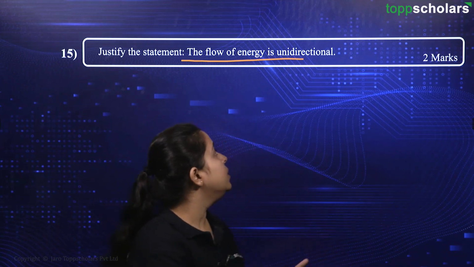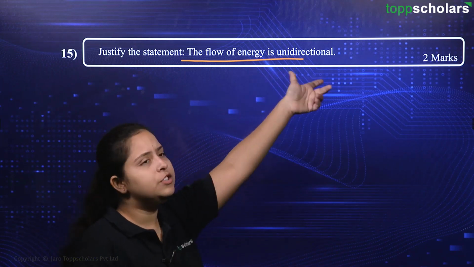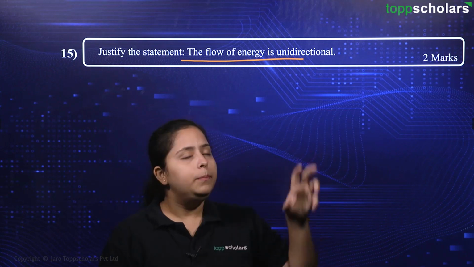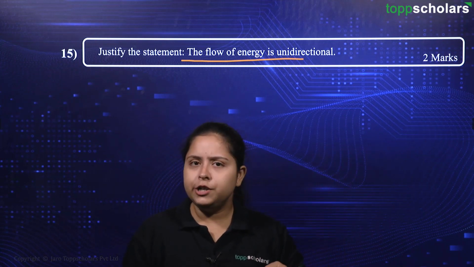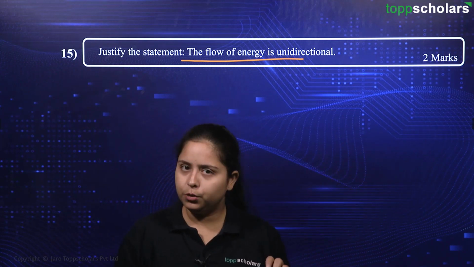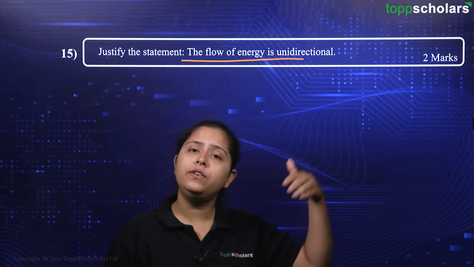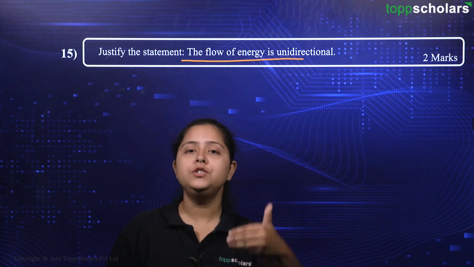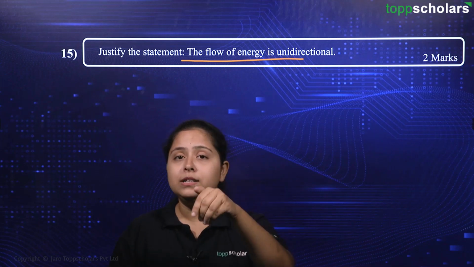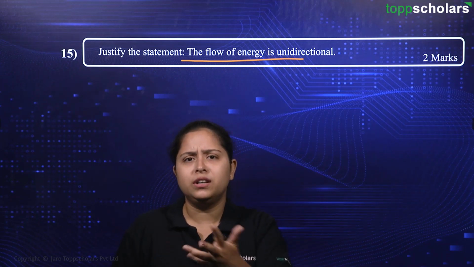The question is asking why the flow of energy is unidirectional. That means plants are using the sun's energy. Why can't they return it to the sun? Energy can flow from the sun to plants only, from plants to consumers only, not from consumers to plants, because plants don't consume the consumers, right?